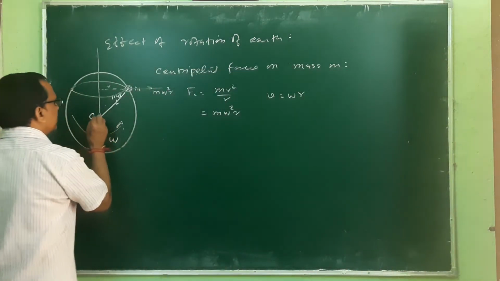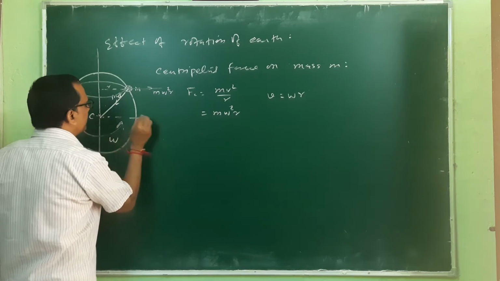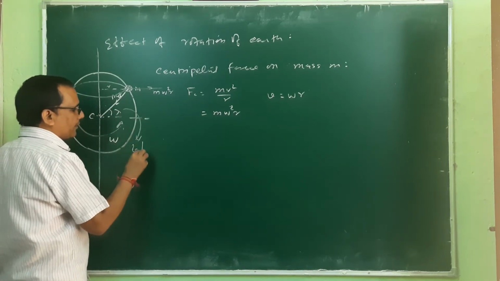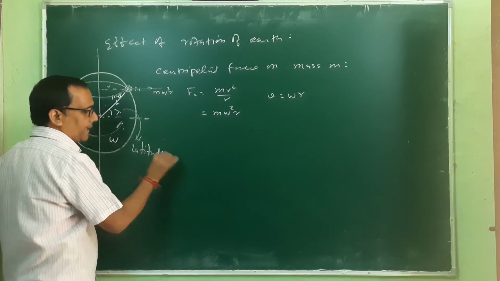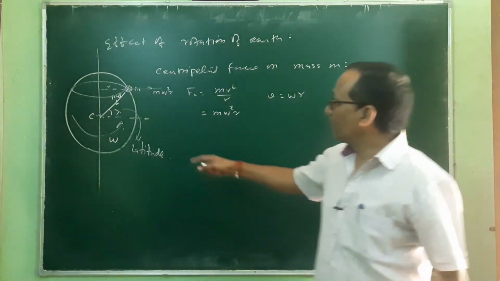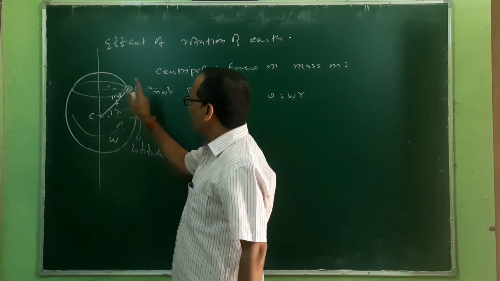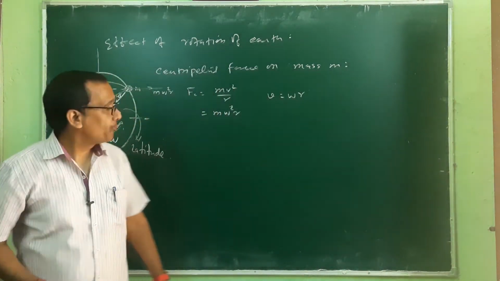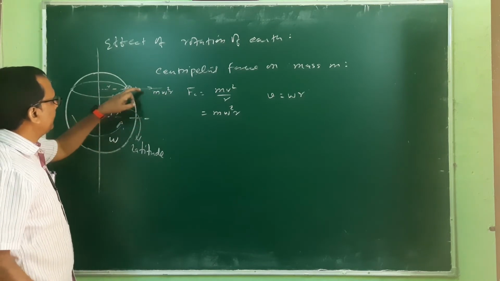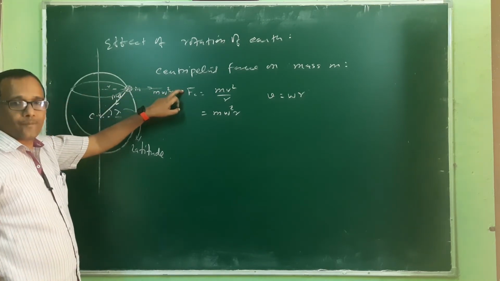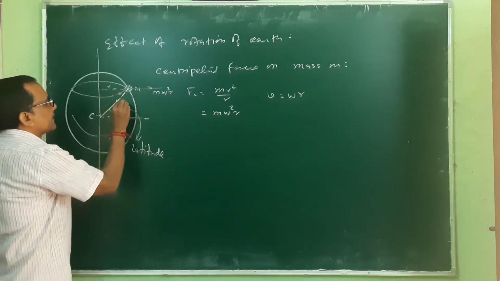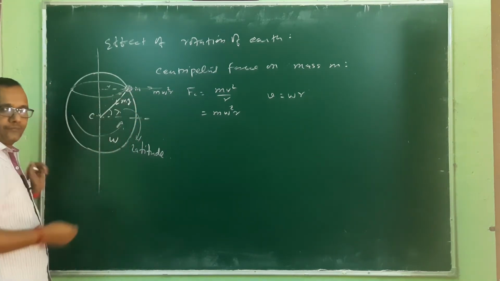And now this is lambda, which is known as the latitude of that particular place. So that object is at the latitude lambda somewhere here. Now what we will do: this m omega^2 r, the direction is this, and the direction of this mg is actually toward the center.